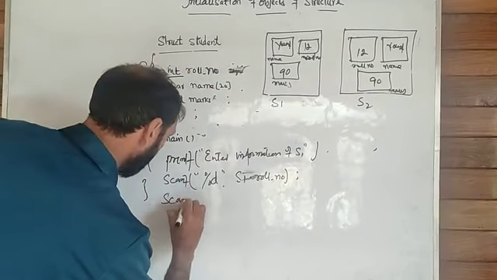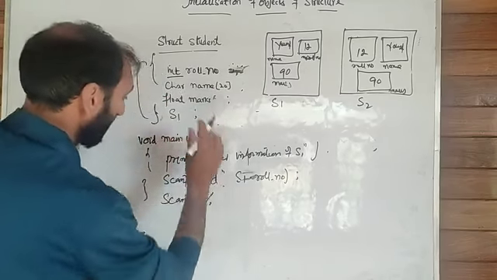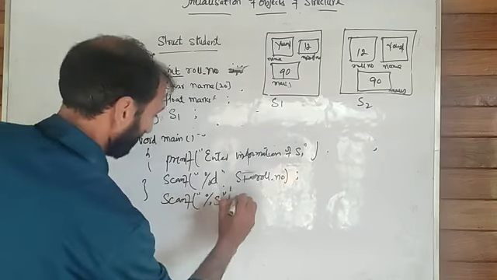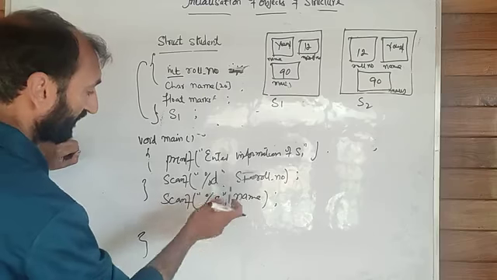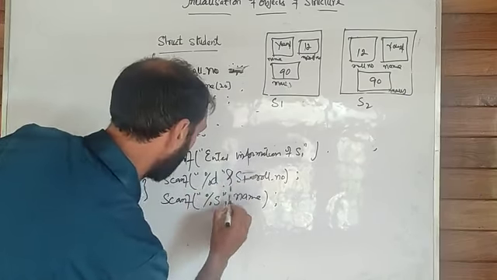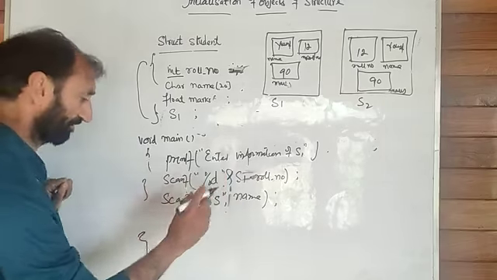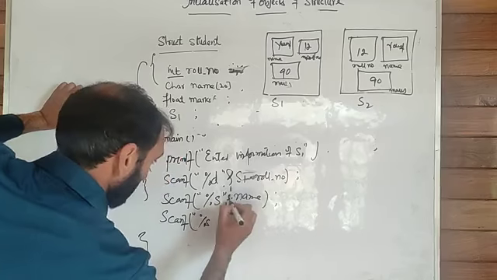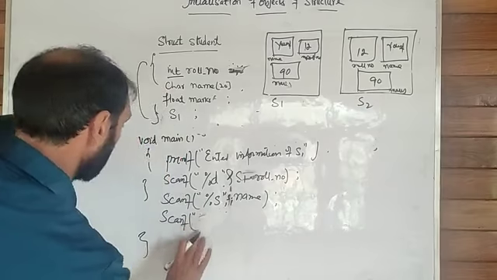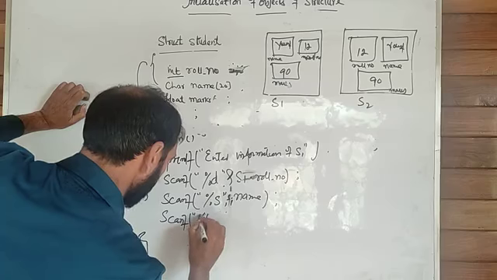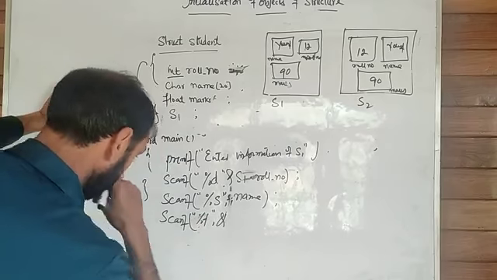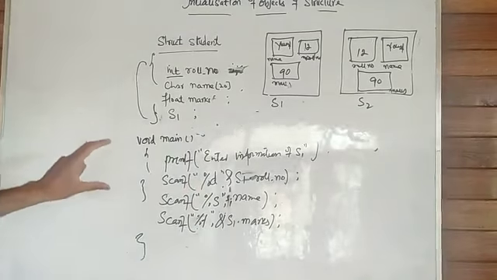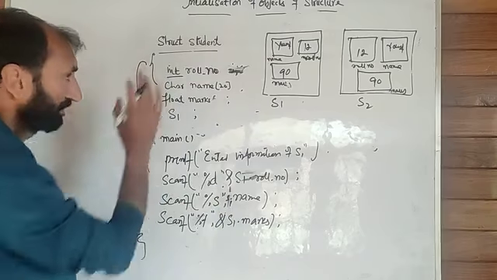Similarly, we can also initialize name using scanf. It is of string type, so I can write here percentage s and then S1.name. No need to write the address of operator here. In the same way, for marks, it is a float, so percentage f, with the address of operator, S1.marks. This is the runtime initialization of the structure members.